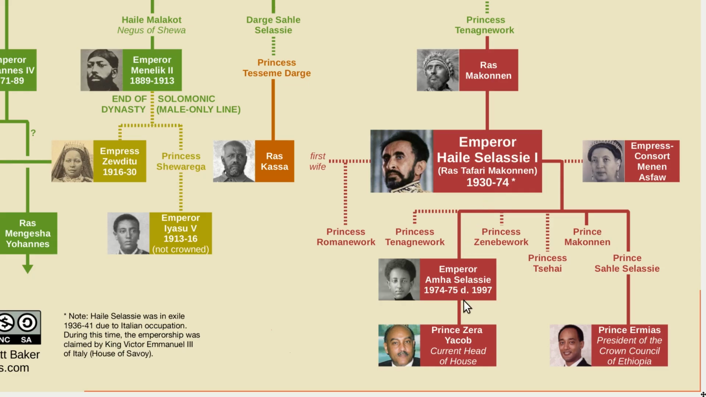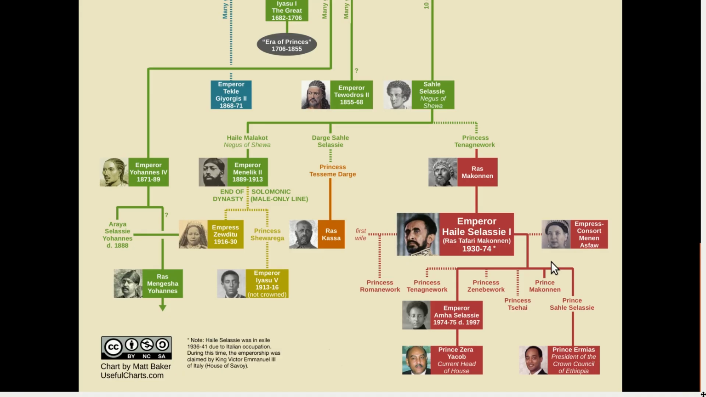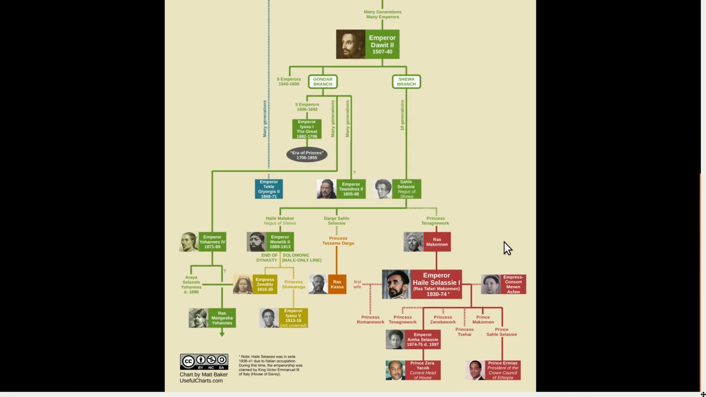Today, his grandson, Zera Yacob, is the most senior heir to the former throne. However, his cousin, Prince Ermias, serves as president of the Crown Council and officially represents the former monarchy when needed. So that's a brief overview of the Ethiopian House of Solomon.